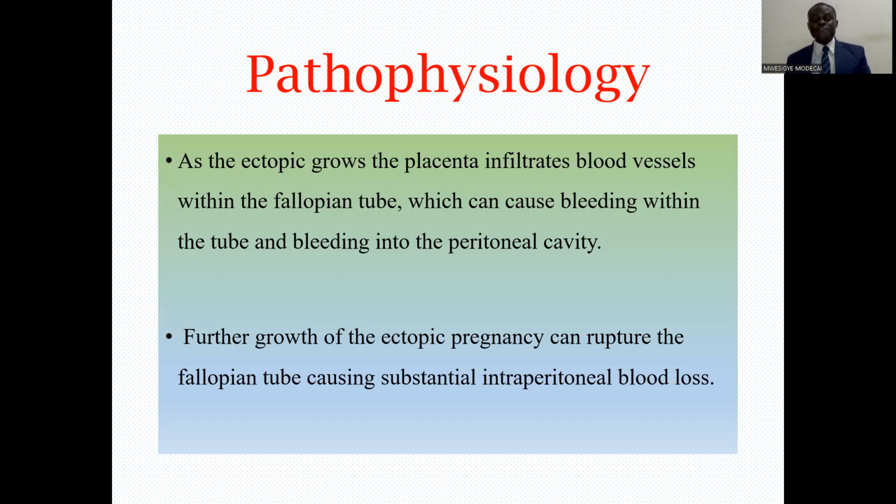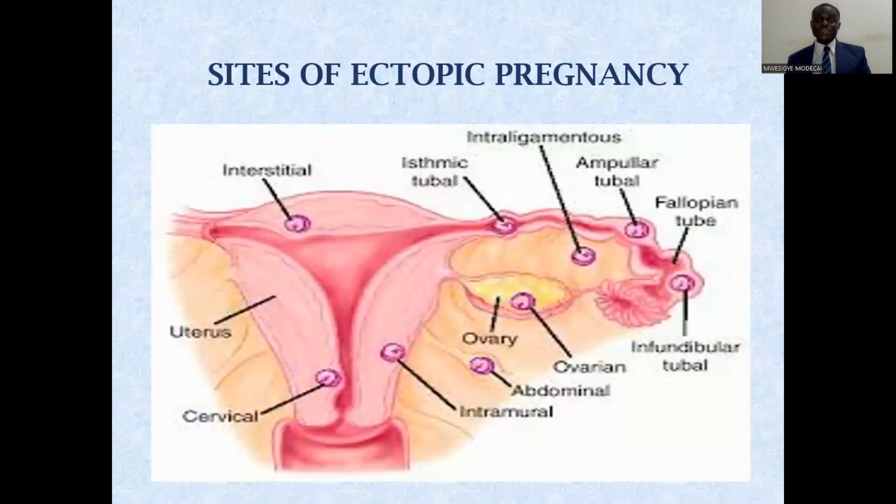And further growth of this ectopic pregnancy, if it is left, then this person is going to have the tube rupture. So that is some brief pathophysiology about ectopic pregnancy. So what are the sites of ectopic pregnancy?